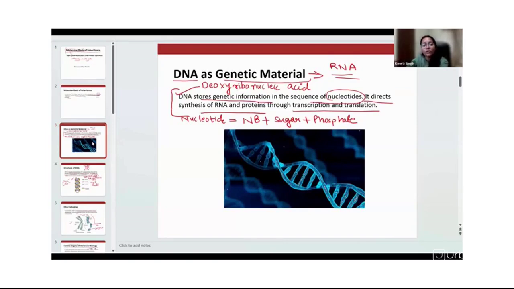So this is an overview of this chapter. We will go into detail and study how the DNA is replicating, and how the processes of transcription and translation take place in a step-by-step manner, right? So I hope I'm clear.